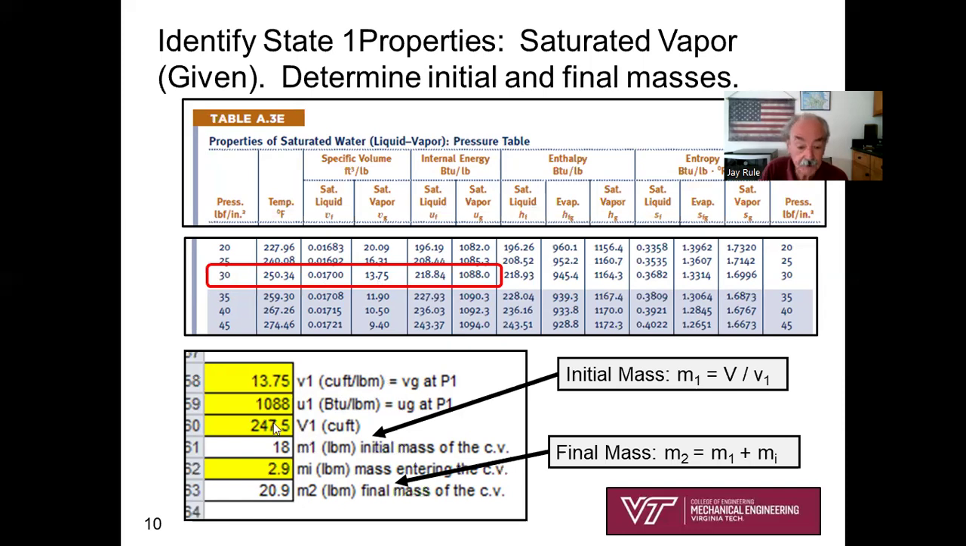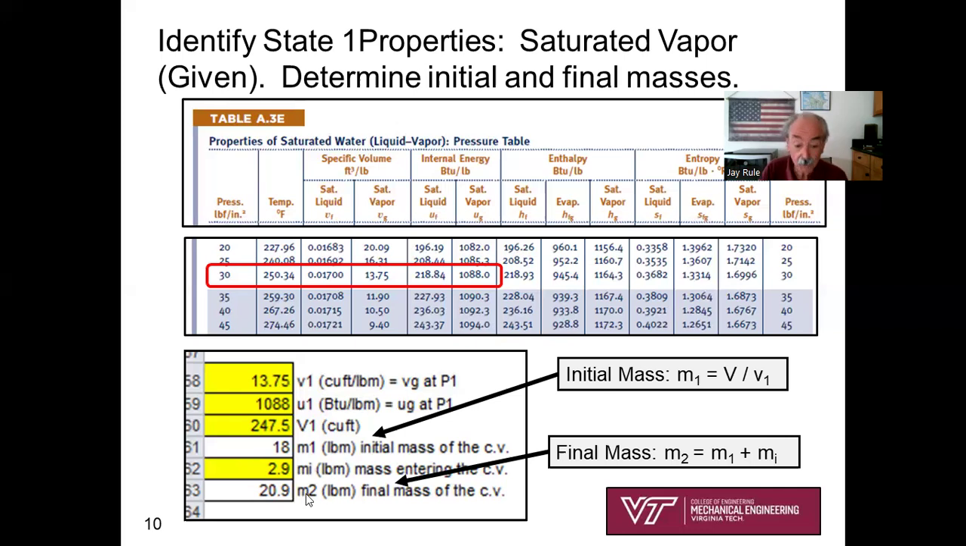V1 is given, 247.5 cubic feet. We can immediately calculate m1, the initial mass, is the volume divided by the specific volume. It's 18 pounds mass. Wow, nice even number. Ooh, how convenient. The amount of mass that was added to the tank was given, 2.9 pounds mass.